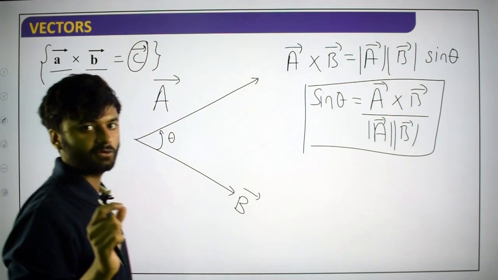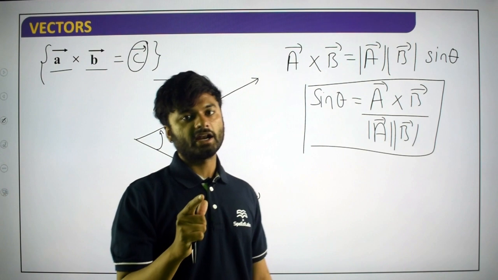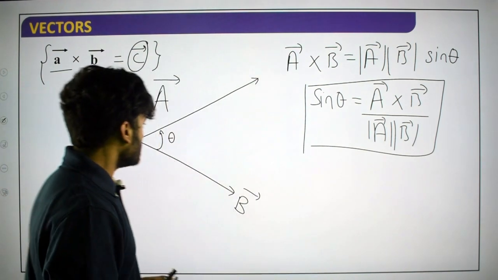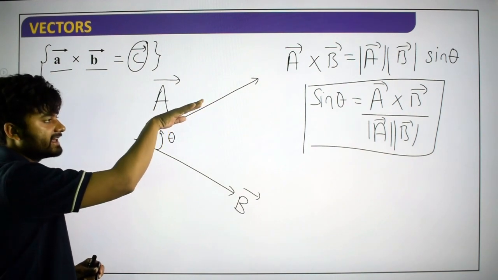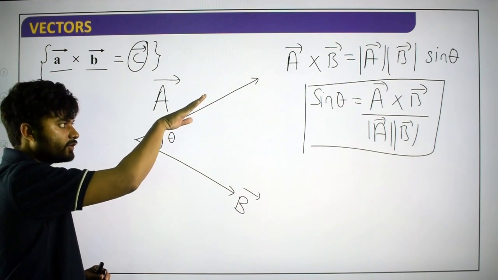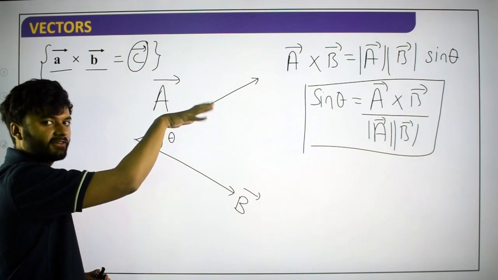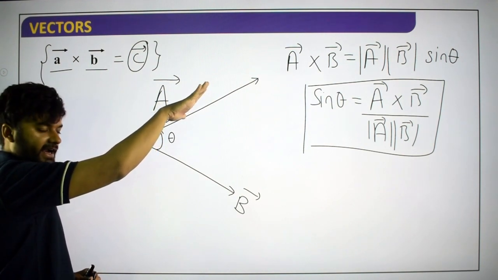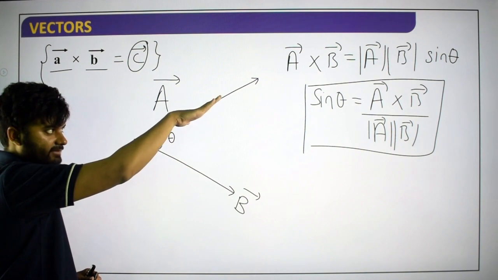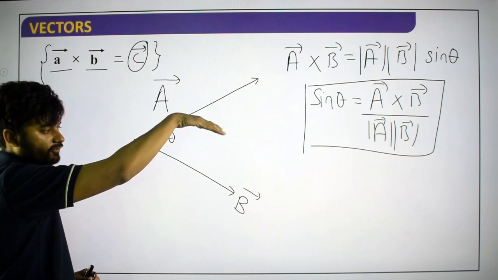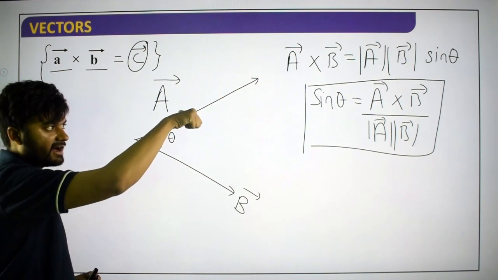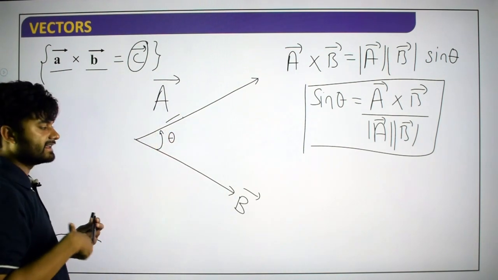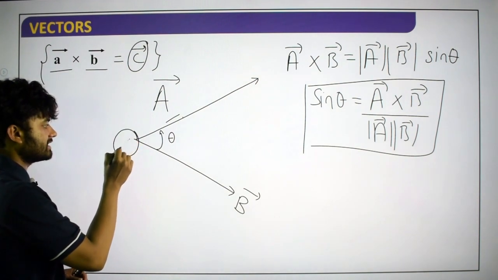I am just telling the method to find out the direction of the resultant vector. You have to keep your fingers along this A vector, then move your fingers towards this B vector. Like this, I am putting my fingers along A and moving them towards B. So this thumb will give me the direction of the C vector. Here the C vector is inside the board.